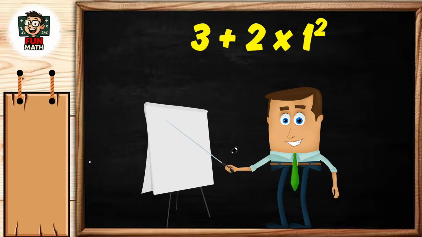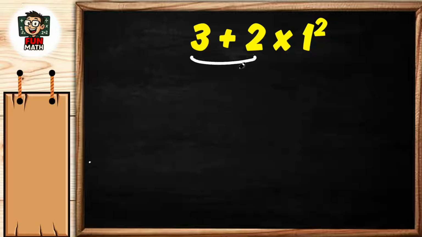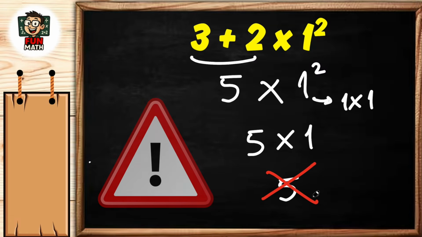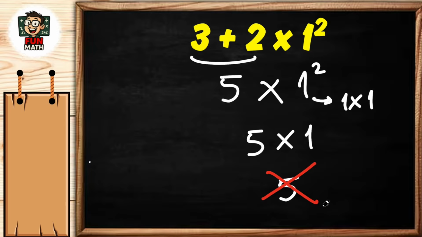Let's take a quick look at our question. 3 plus 2 equals 5. Now exponent: 1 to the power of 2 equals 1 times 1. 1 times 1 equals 1. Finally multiply: 5 times 1 equals 5. If you solve it this way, you made a mistake, because we didn't pay attention to order of operation.